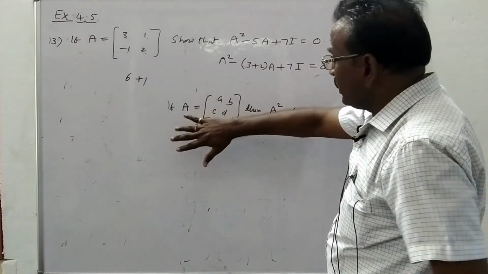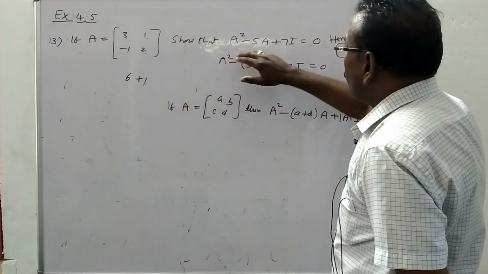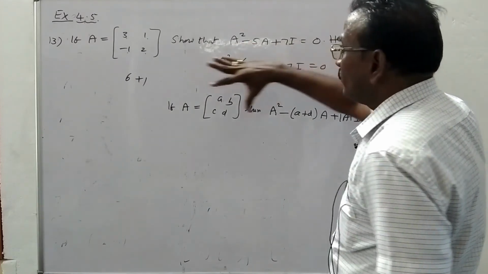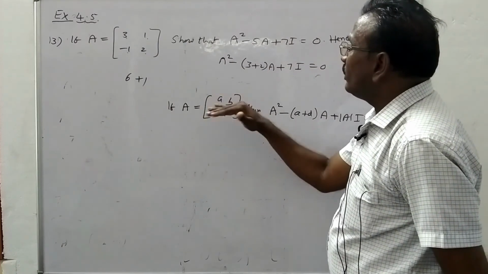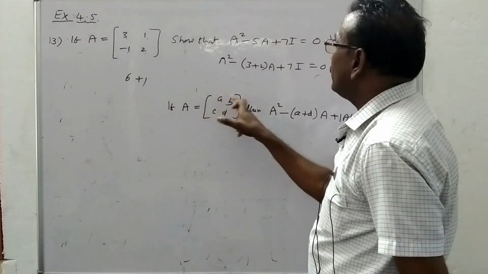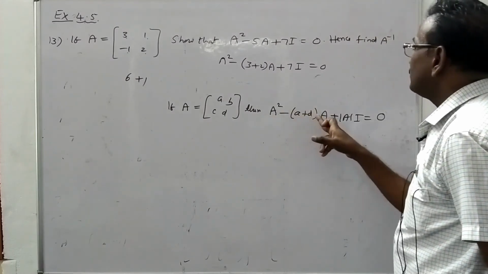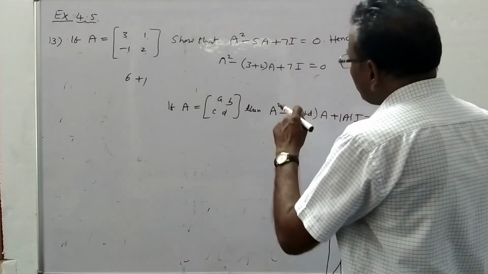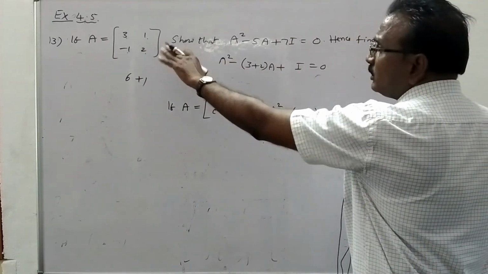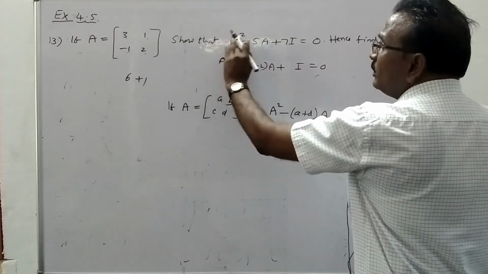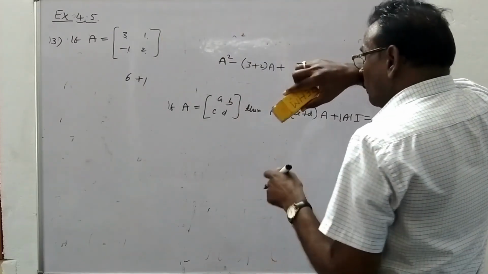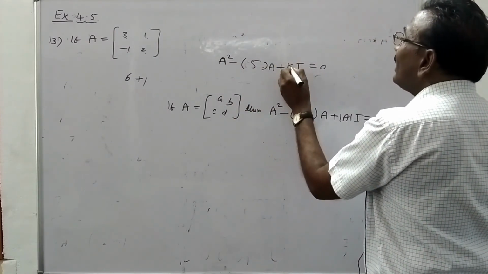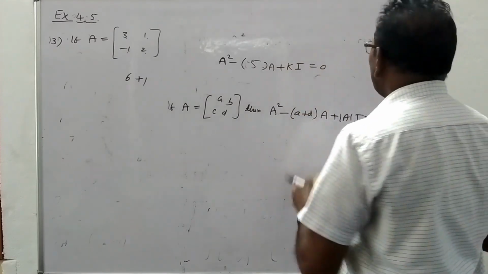This equation is called the characteristic equation of the given matrix A. So this is very, very useful for CET. If A is equal to [a b; c d], then A square minus (A plus D) into A plus determinant of A into I is equal to 0. In CET some questions are: if A is equal to [3 1; minus 1 2] and A square minus 5A plus k into I is equal to 0, then find the value of k.